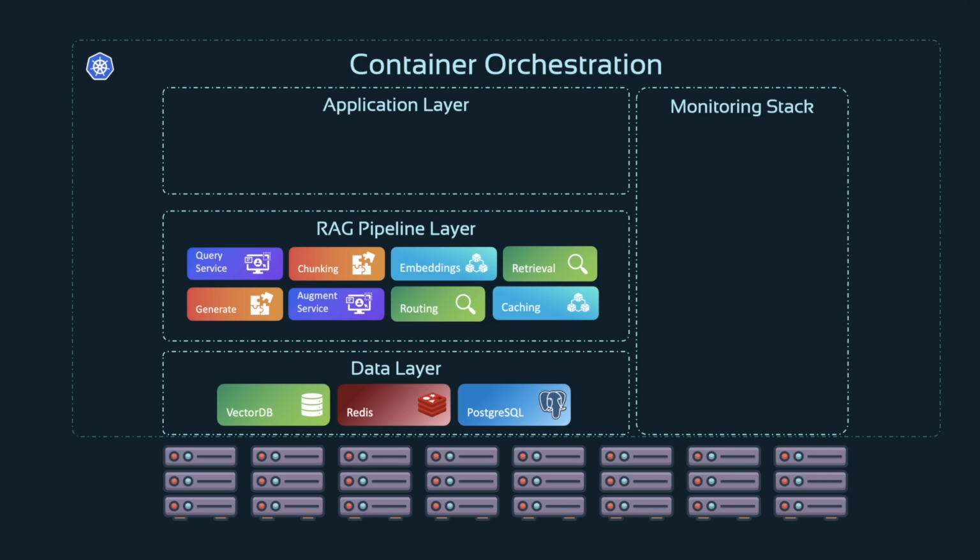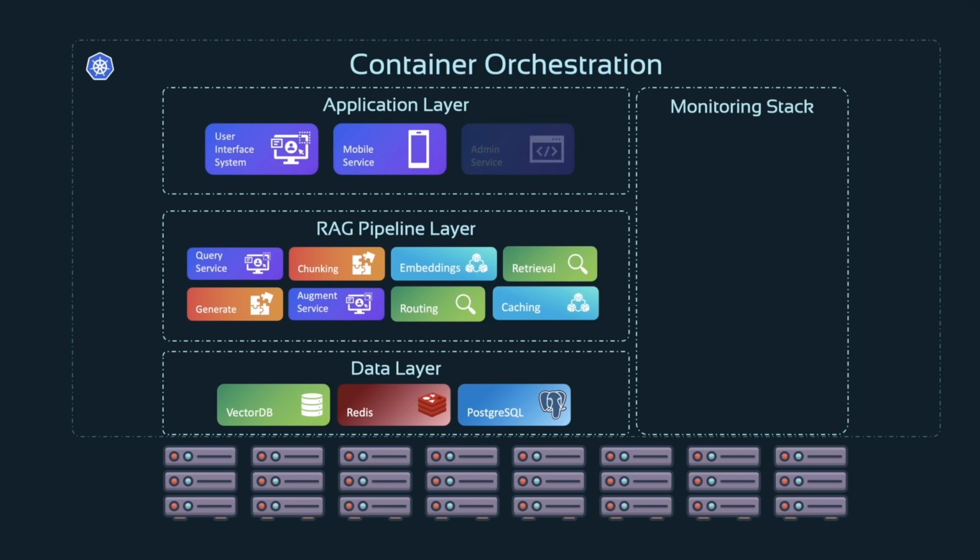And each service can scale independently based on demand. The application layer contains all the user-facing services. So there's the web UI, there's the mobile app backend if there's any, the admin interface, etc. These services handle users' interactions and present the RAG capabilities through different interfaces.